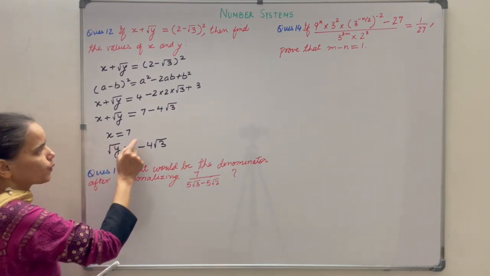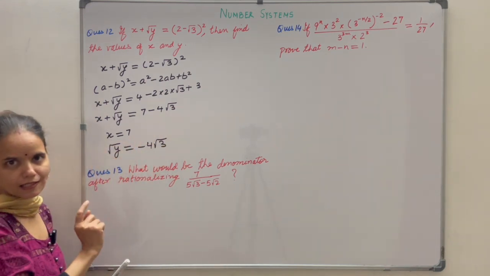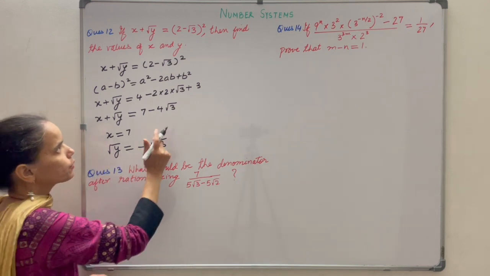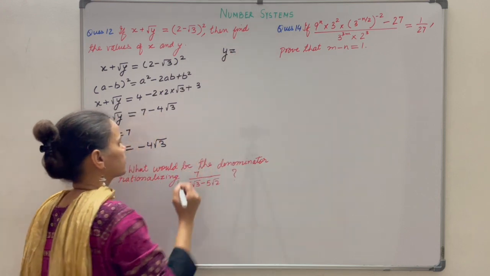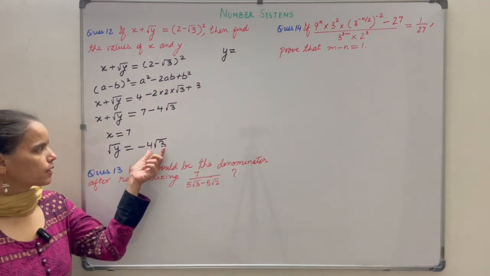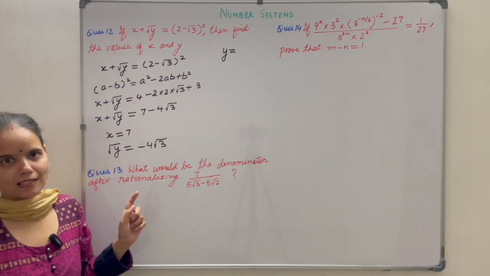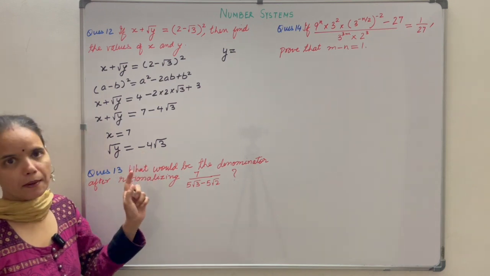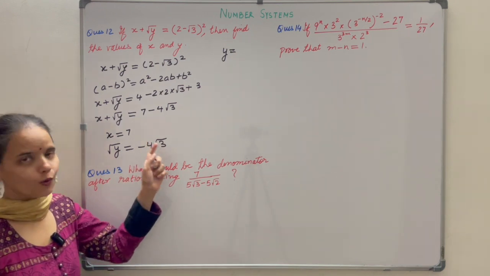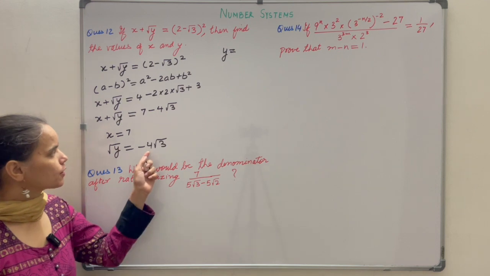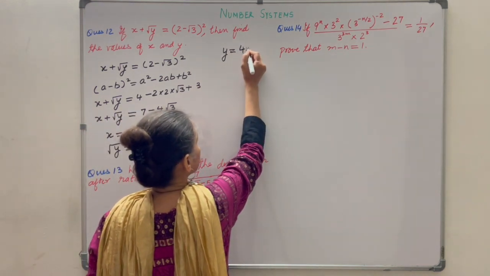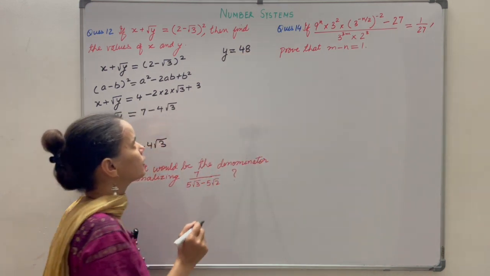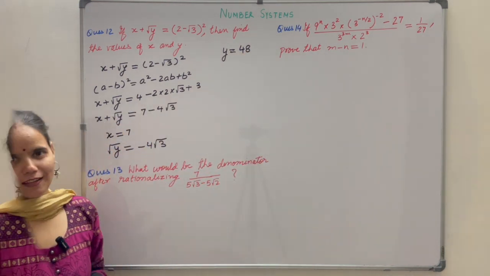If we take squares on both the sides, we can get y. So let us square on both the sides. When you square it, what will you get? y is equal to, if you take the square of this number, 4 square is 16, and minus into minus will become plus, and root 3 whole square will give you 3. So 16 into 3, you will get 48. So you got the value of x and y.